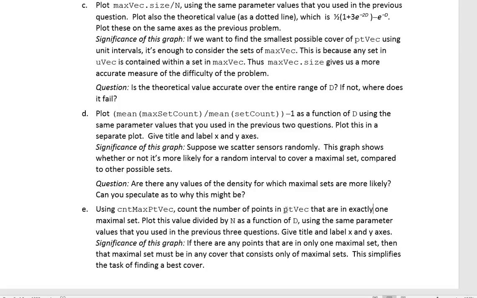All right, so these are just some problems searching for characteristics of this general problem of intervals covering points. And that's it.